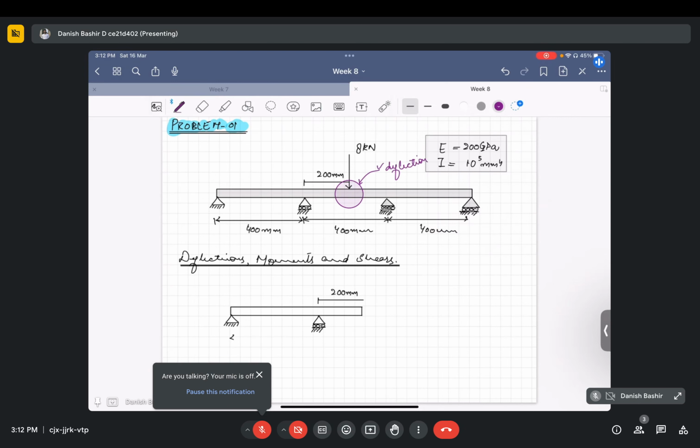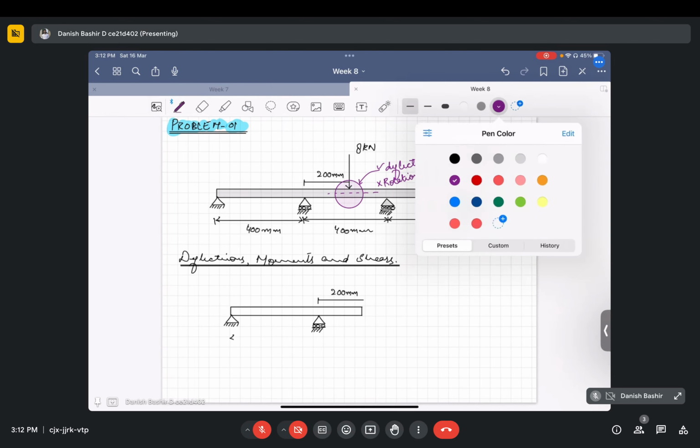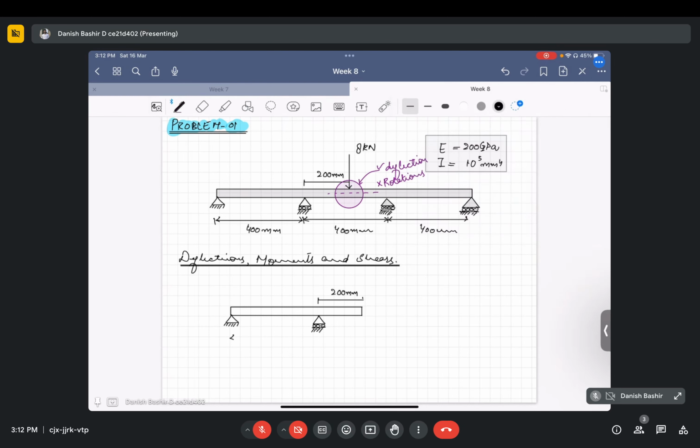So deflection is allowed, but the rotations are restrained. Only when these two conditions are met is the continuity in this beam maintained like this. So for that, we have to give the support conditions accordingly.